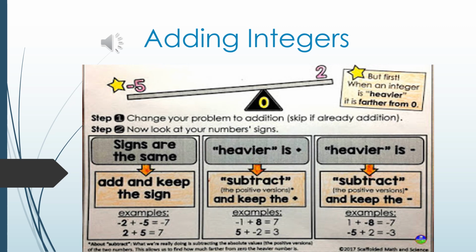So in other words, if they have the same signs, you add and you keep the sign. And if they have different signs, you subtract and you keep the sign of the biggest number.